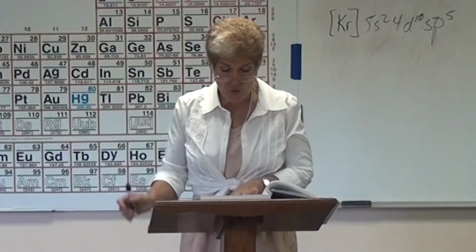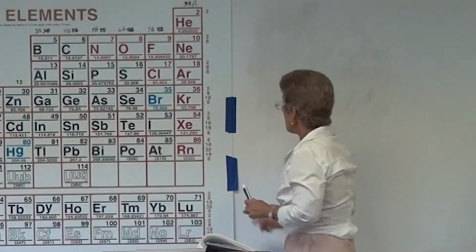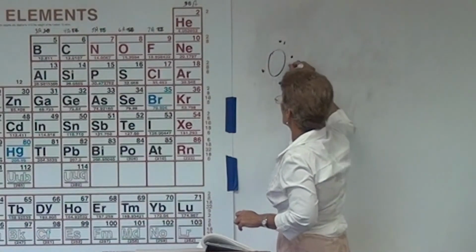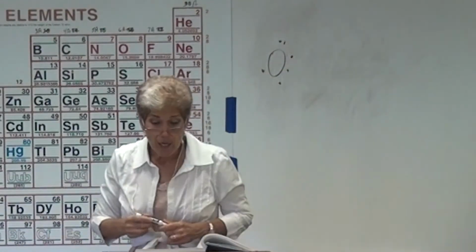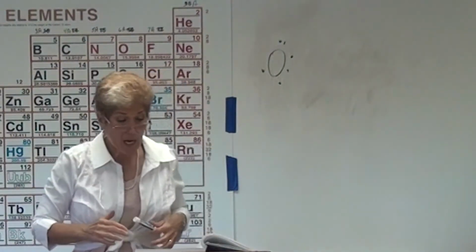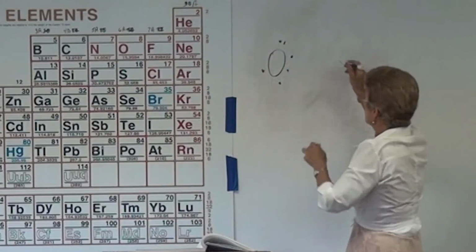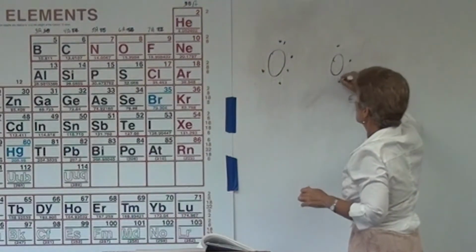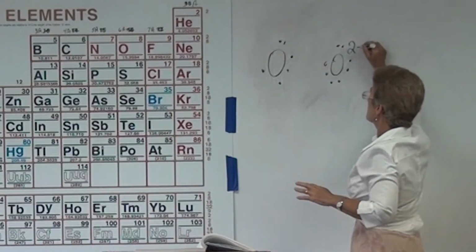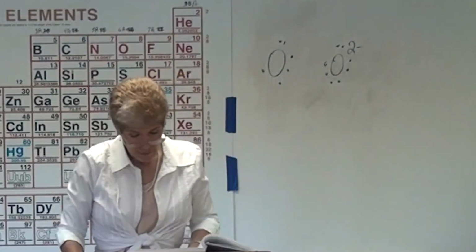Draw the Lewis structure for oxygen. Oxygen is in group 6A. So oxygen would be 1, 2, 3, 4, 5, 6. Okay? And then it says to draw the oxygen ion and give its name. Well, this guy is going to want 2 electrons. So you're going to go 1, 2, 3, 4, 5, 6, 7, 8. But now that he's gained 2, it's going to be a -2, and that's the oxide ion.